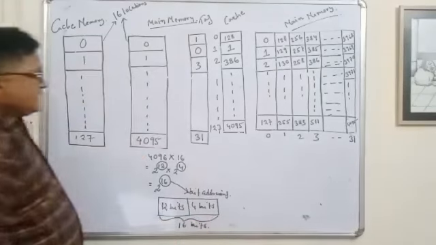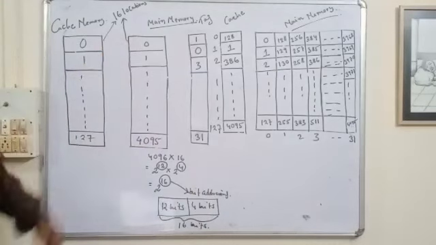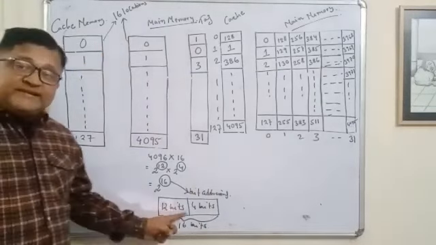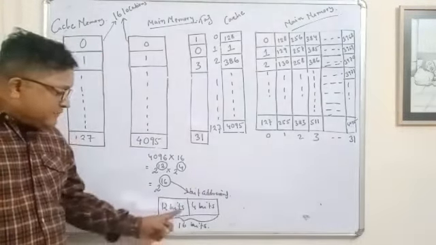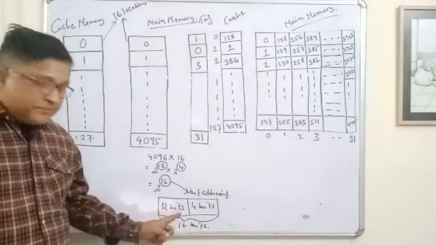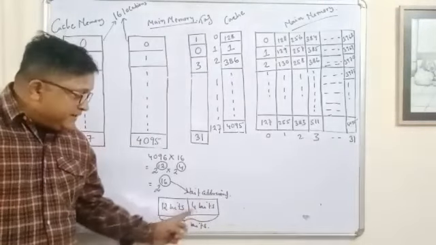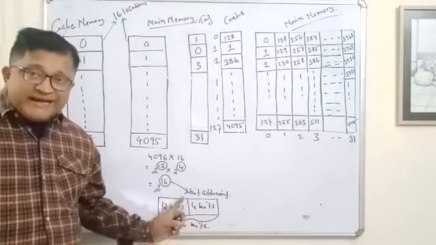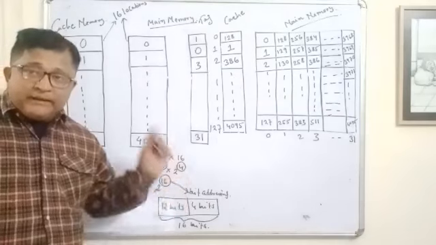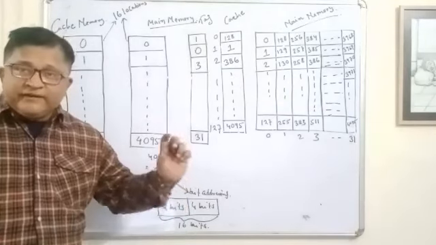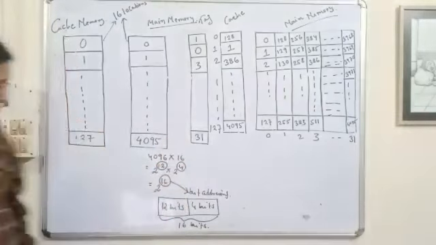In total there are 16 bits to address this main memory. The 12 bits denote the page number, required to address the page number. The 4 bits are called the page offset, and it is required to address a particular location in a given page of the main memory, right?